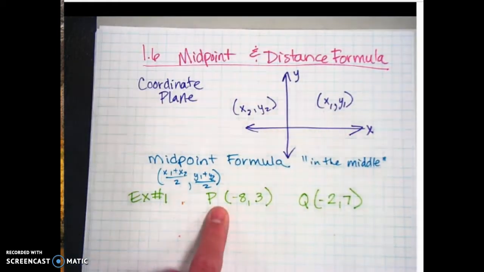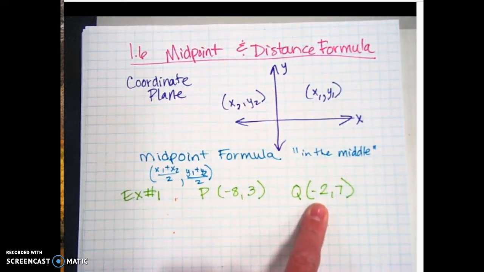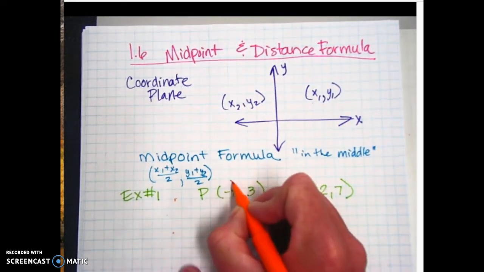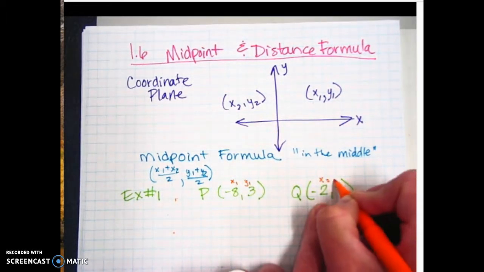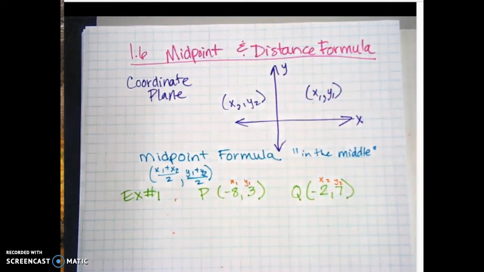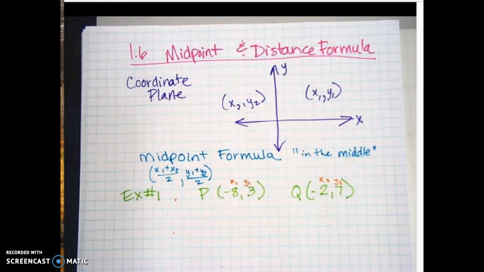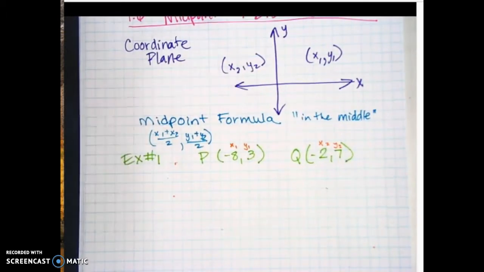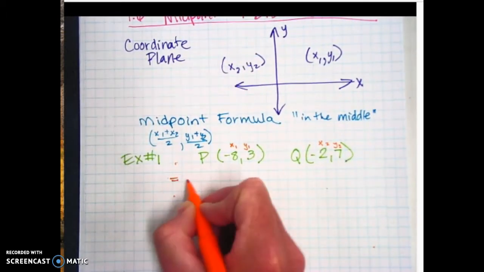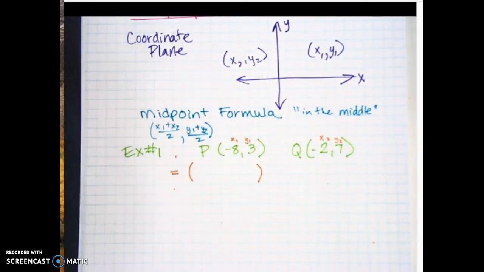Okay, so here's your 2 points. You've got your first point P and your second point Q. This is your x1 and your y1. This is your x2 and your y2. So we're going to take those 4 numbers, put them in this formula, and it's going to tell us what the midpoint, or the point in the middle of those 2 points, is going to be. And here's what it looks like. We're going to put it in the parentheses, just like that.